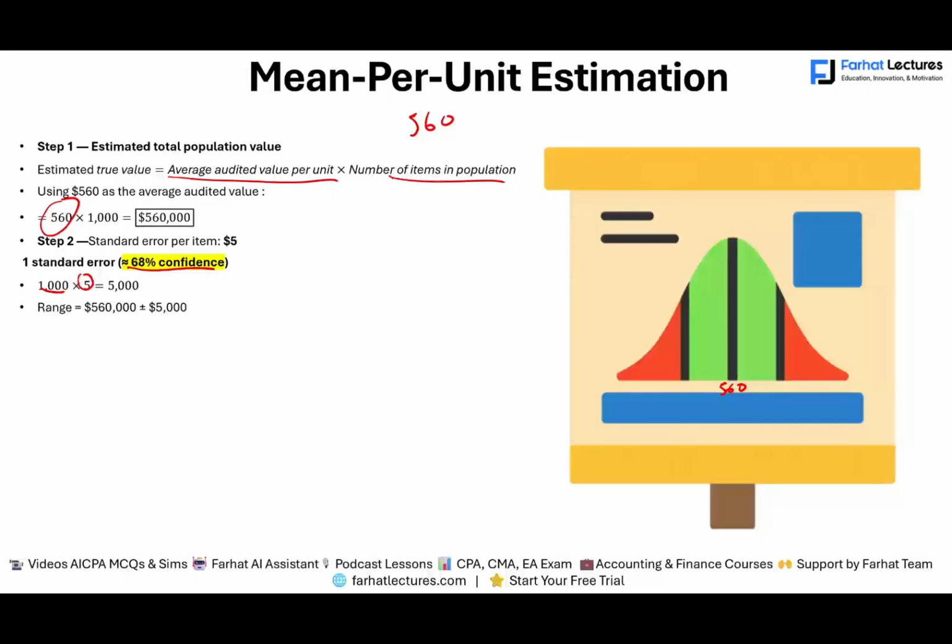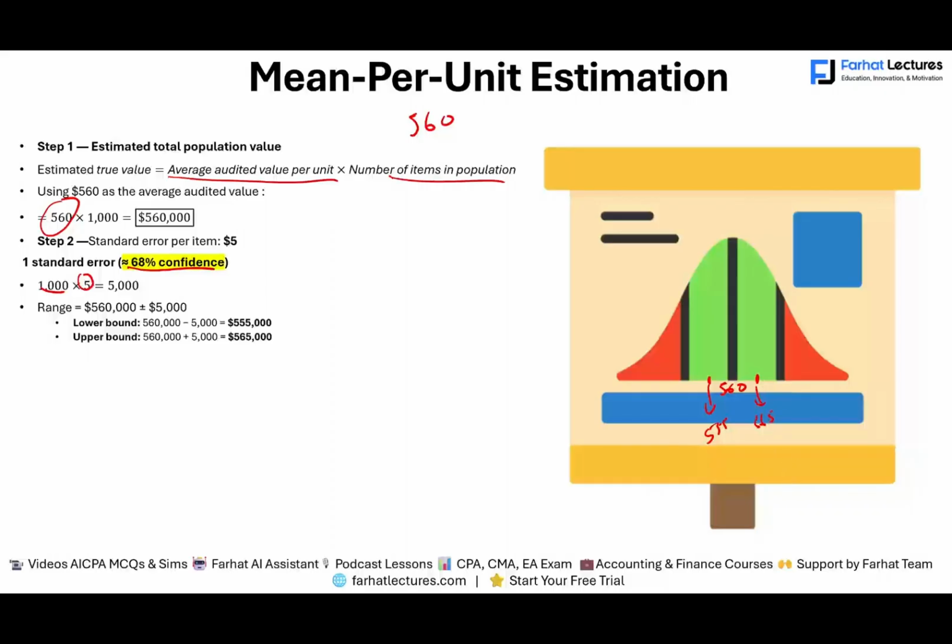It means we're going to go 560 plus or minus 5,000. So the lower bound and the upper bound will be 560 minus 5. The lower bound will be right here, 555, and the upper bound is 565. What are we saying? What we are saying is this.